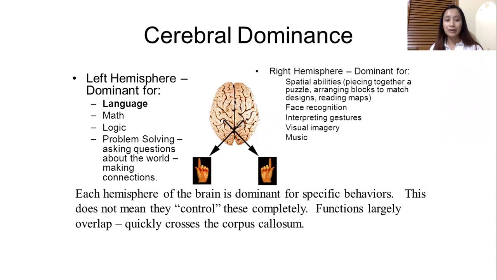As I mentioned earlier, even if it's the same location in the right and left hemisphere, they work differently. The right hemisphere, on the other hand, is dominant for spatial abilities like piecing together a puzzle, arranging blocks to match designs, reading maps, face recognition, interpreting gesture, visual imagery, and music. Some people say that those with a dominant right hemisphere are very creative, like musicians and artists.